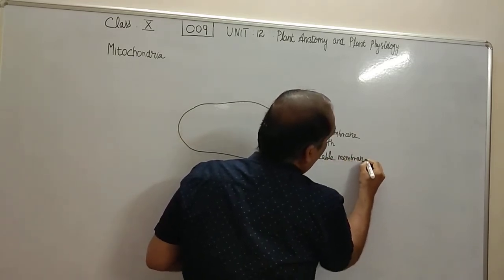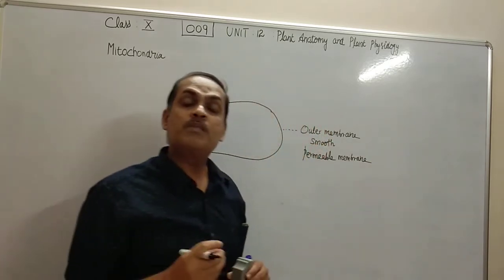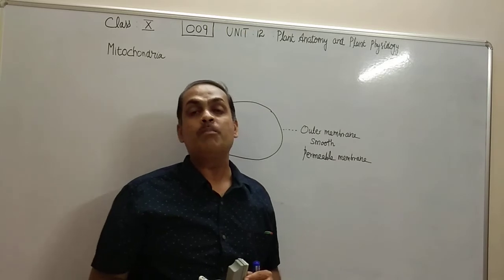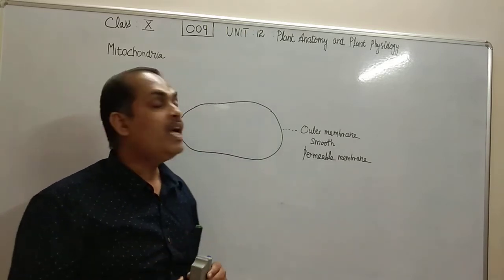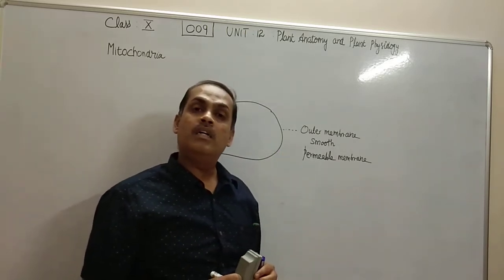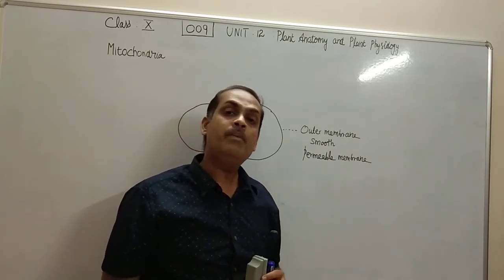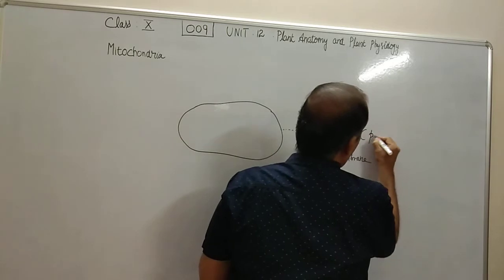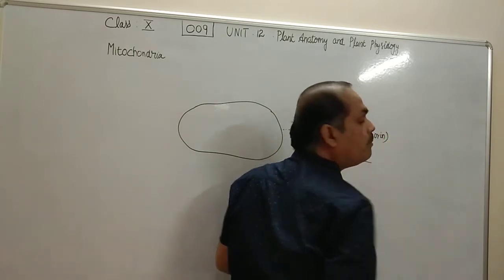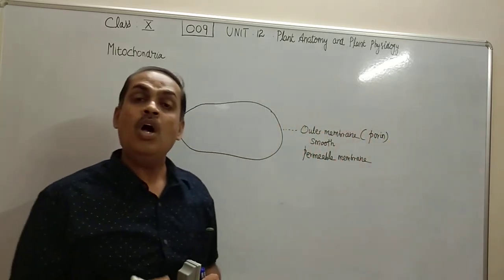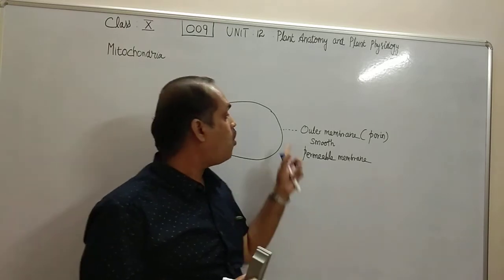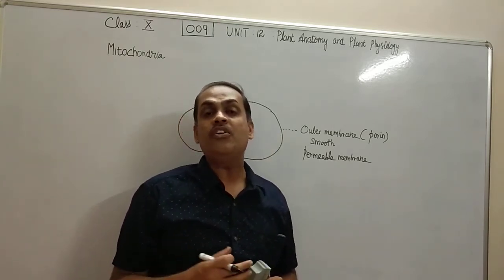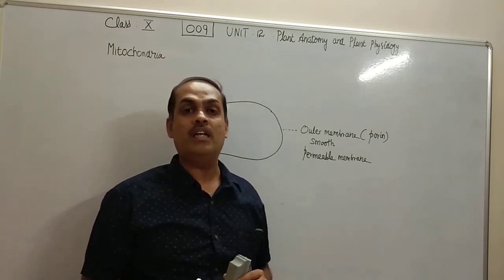which means it allows almost all small molecules which are less than 1000 Dalton, which we call micromolecules, to enter into it, as it is a permeable membrane. An important protein is called porin. Porin is a protein found in the outer membrane, which acts as a channel for the entry of these small molecules into the cell.